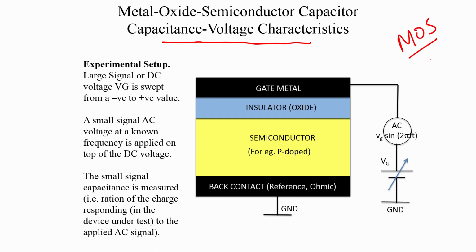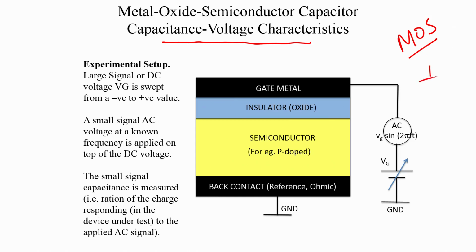We have been calling it a capacitor, so let us start measuring the capacitance. What is the capacitance of this capacitor? Here is the experimental setup. How do you measure capacitance? In order to measure capacitance, essentially you need to give an AC signal and measure the AC current due to this AC signal.